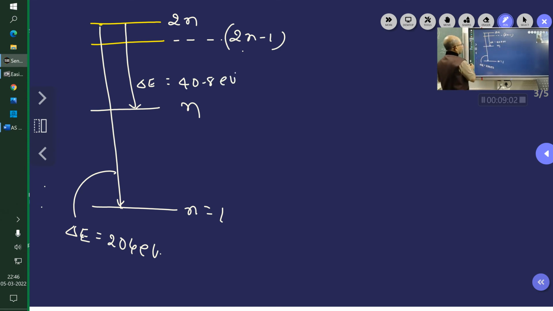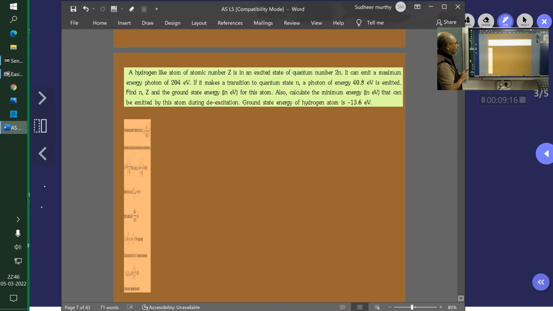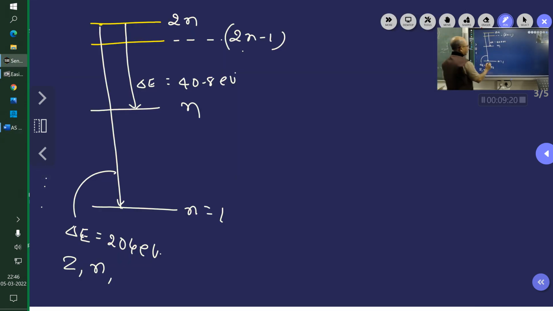That's the data that they have given. And now we have to find out the following values: Z, N, the two predominant values that we have to find out. N, Z, and the ground state energy level. That is, we have to find the energy level of this E state. That is the problem. So the problem is quite simple.